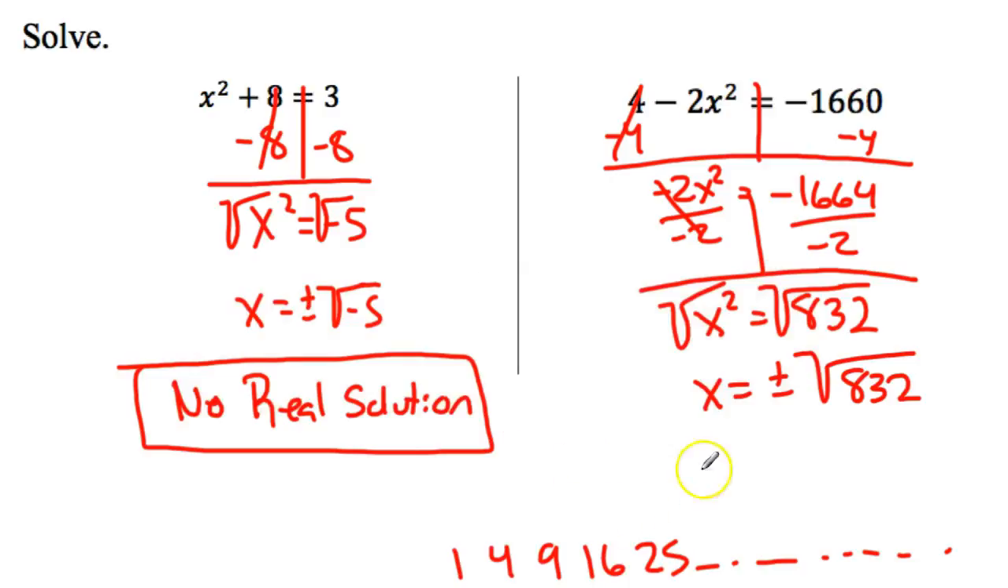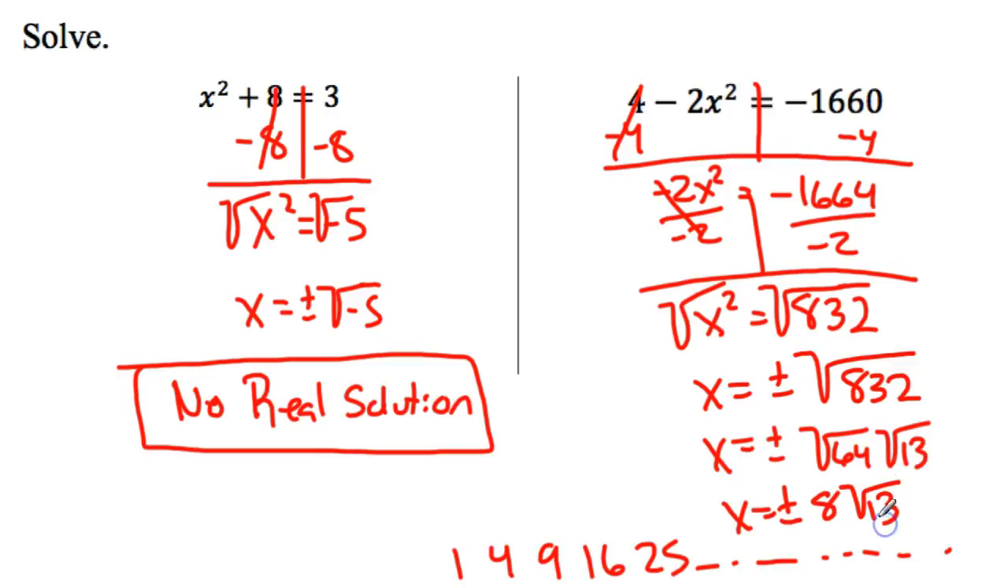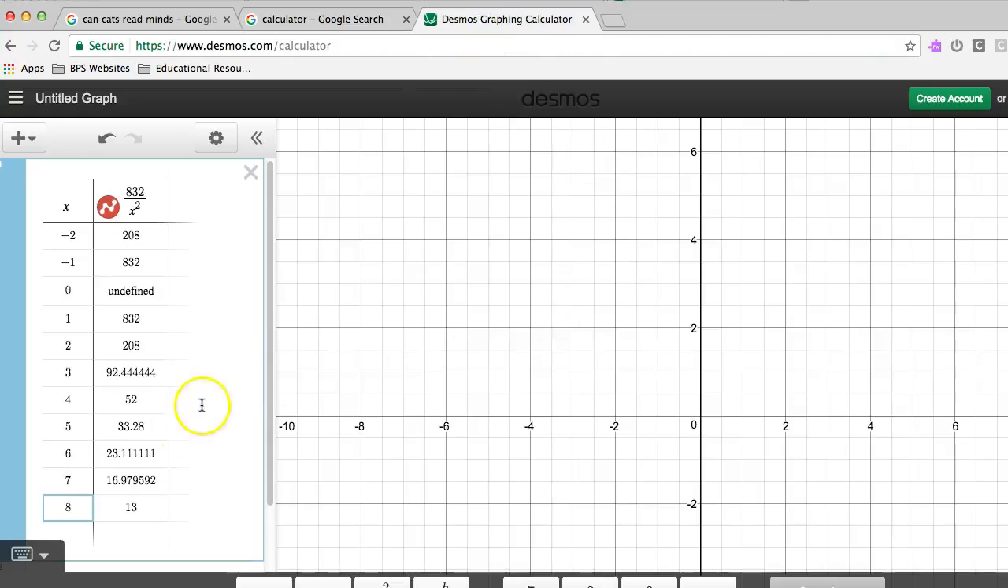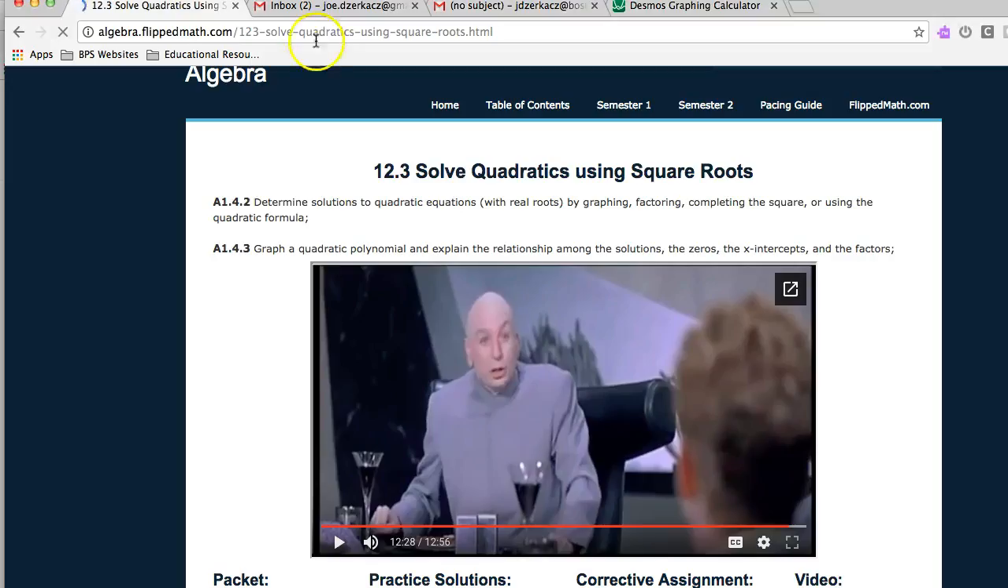So if I go over here, this can be x equals plus or minus. So 8 squared, that was 64, right? 64 times the square root of 13. And the square root of 64 is 8. That was the number from the table. So x equals plus or minus 8 times the square root of 13. So if we really go back and look, whatever number this is, that's 8 times the square root of 13. All right. So a little trick there.